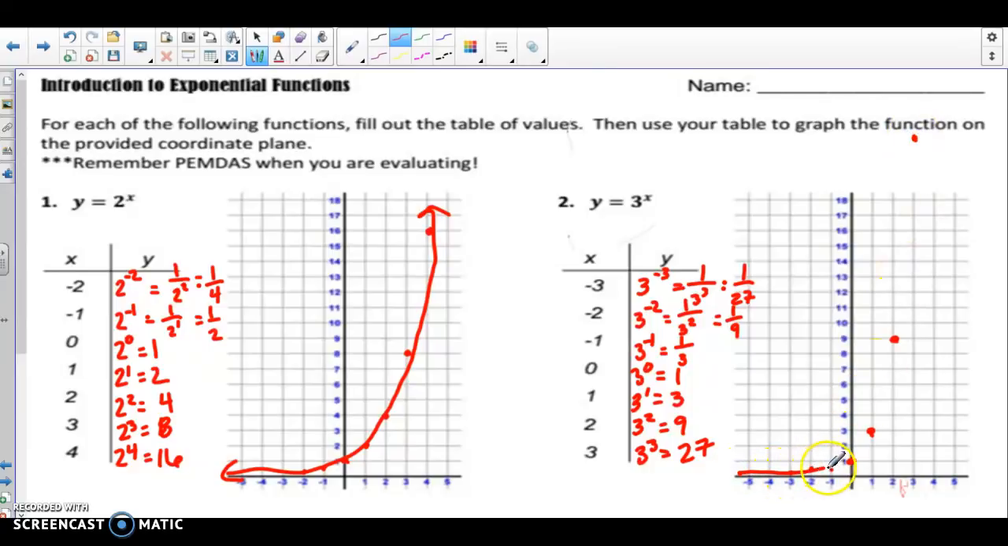So we run along, we curve again, and there's our exponential function. Okay, at this point, pause your video, and I want you to try questions 3 and 4.